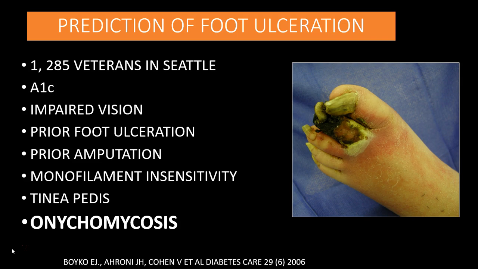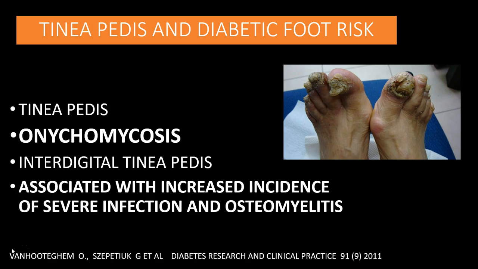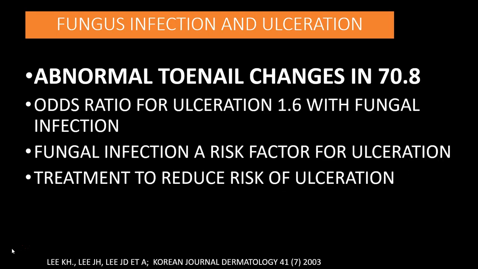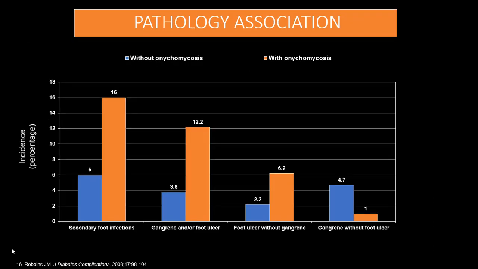Looking at this particular study of patients attending the Veterans Hospital in Seattle, Washington, onychomycosis and tinea pedis were two of the major factors associated with prediction of foot ulceration. Other studies have similarly shown that onychomycosis is associated with increased risk of infection and osteomyelitis. Looking at patients with foot ulceration, we know that abnormal toenail changes are present in 70% of these patients. And again, study demonstrating that fungal infection is a major risk factor for ulceration.